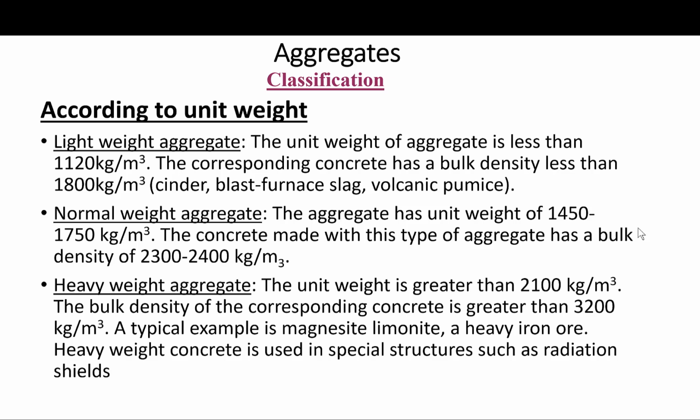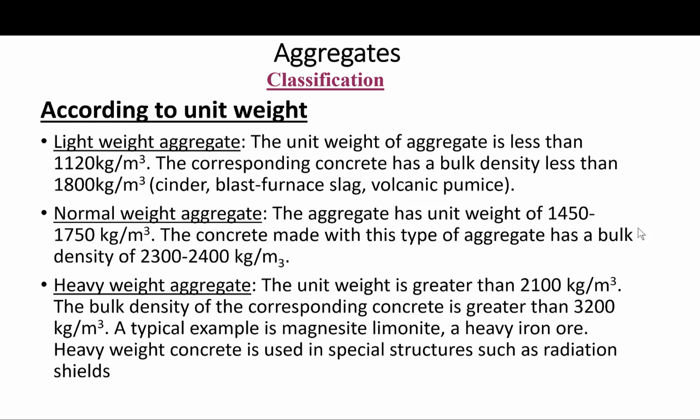Aggregates could also be classified according to their unit weight. As I mentioned in the introduction, we may have lightweight aggregates, whose unit weight is less than 1,120 kilograms per cubic meter. The corresponding concrete using this aggregate has a bulk density less than 1,800 kilograms per cubic meter. The sources of these are basically cinder, blast furnace slag, or volcanic pumice.